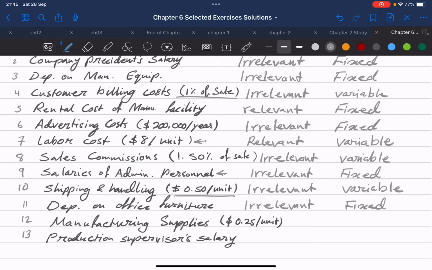Manufacturing supplies, 25 cents per unit. Is it relevant or irrelevant? If we decide to outsource, we're not going to have to incur these 25 cents per unit of manufacturing supplies. So that makes this a relevant cost because it's avoidable. Is it variable or fixed? It's definitely a variable cost.